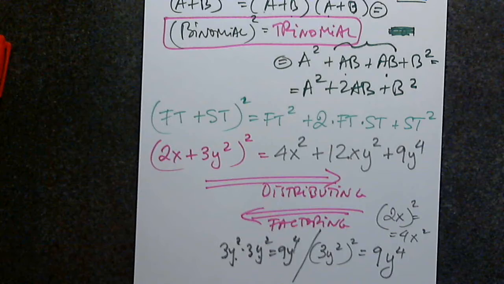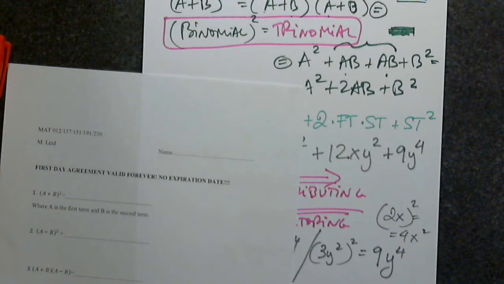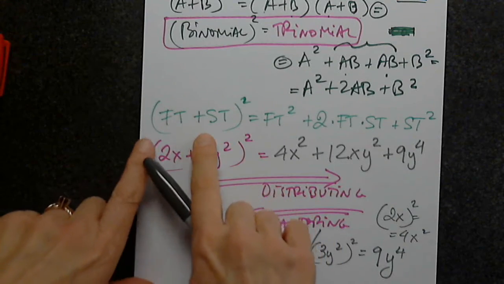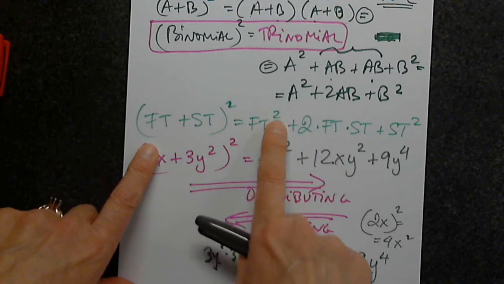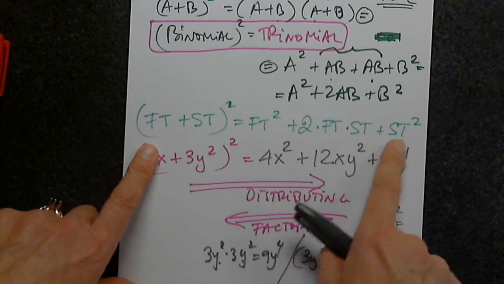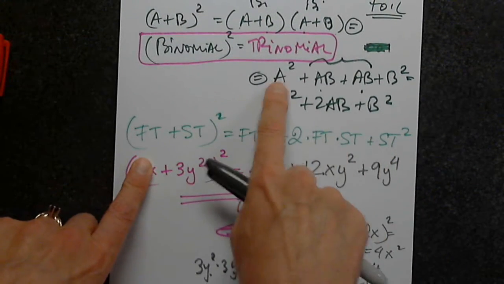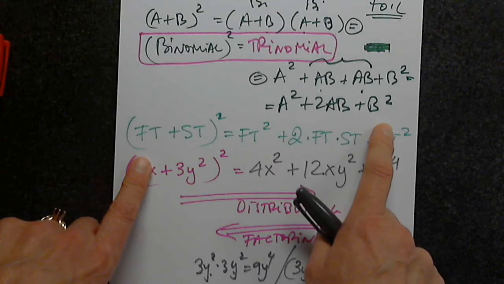So all you have to remember is this, and say it several times. First term plus second term squared is first term squared plus 2 times the first times the second plus the second term squared. If you say it 10 times on your way back home, you'll remember it. Say it again. First term plus second term squared is the first term squared plus 2 times the first times the second plus the second term squared. It's based on what we just determined by foiling.